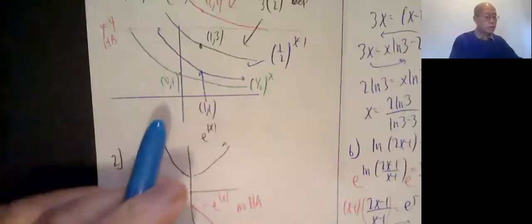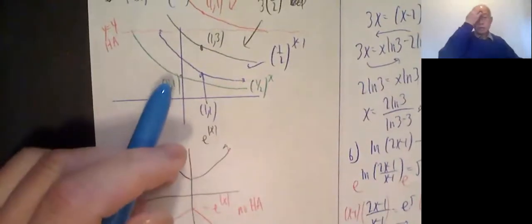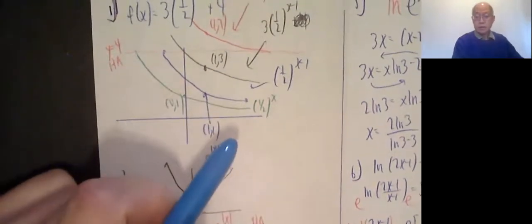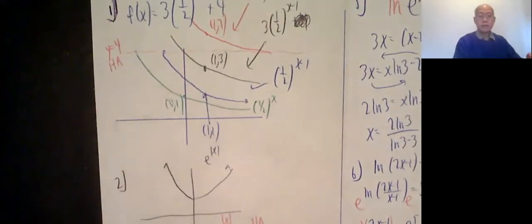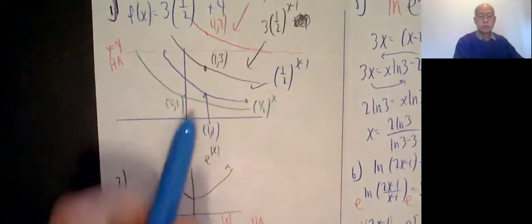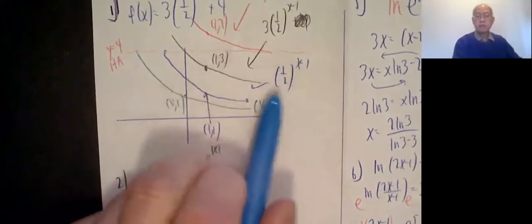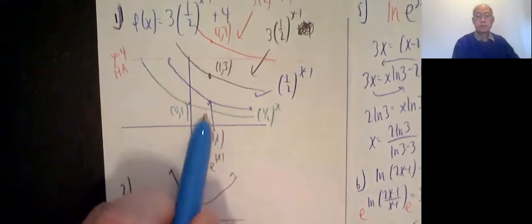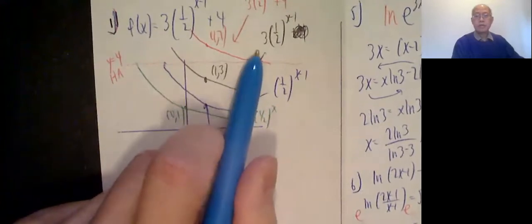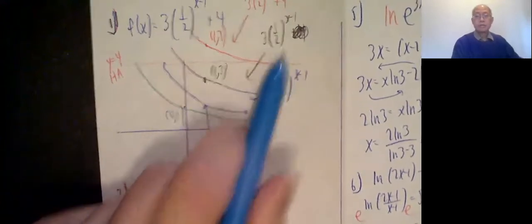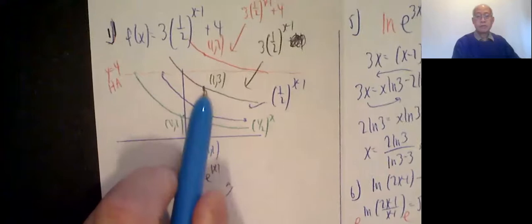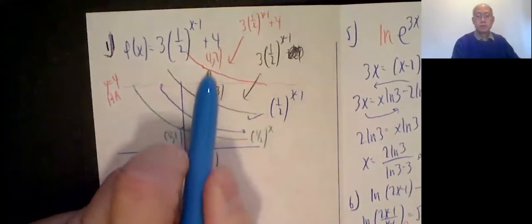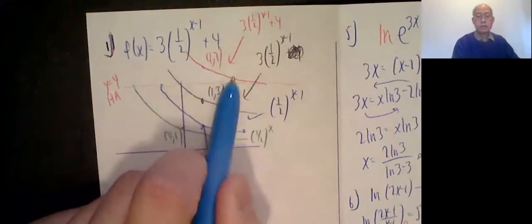Okay, so number 1, I have a progression here. You don't have to have this much detail, I suppose, but anyway, starting with (1/2)^x, which goes through (0, 1). (1/2)^(x-1) moves 1 unit to the right, so this is now (1, 1). Multiplied by 3, 3 times (1/2)^(x-1), this becomes (1, 3). And then add 4, so this becomes (1, 7). So the final graph is the one that's in red.